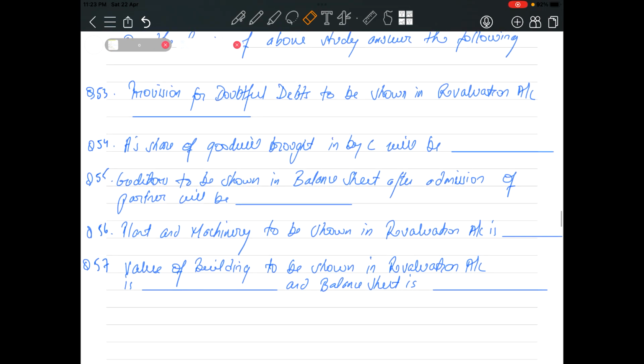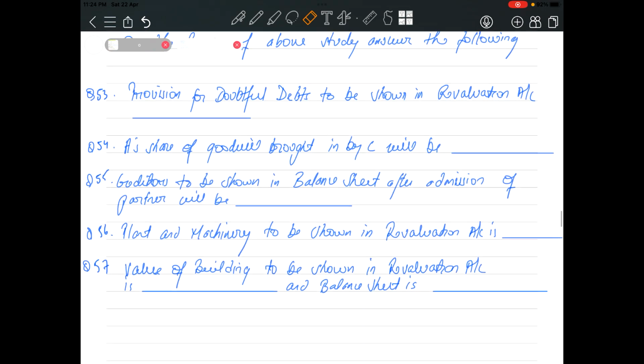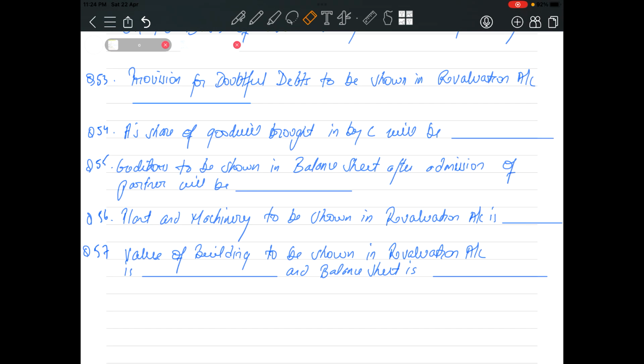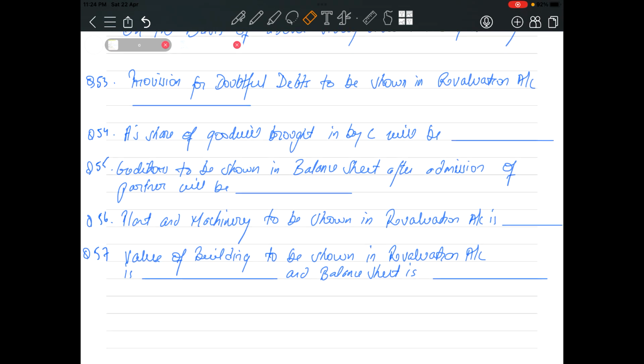So the best way to start with a case study is to read the question first. What is the requirement of the question? The first requirement is provision for doubtful debts, to be shown in the revaluation account.